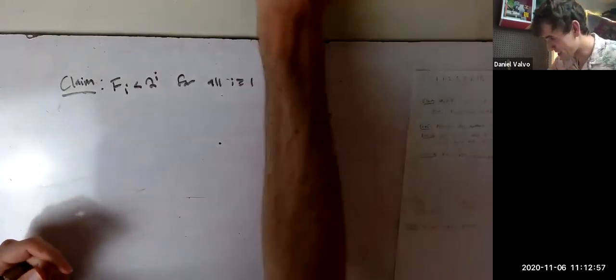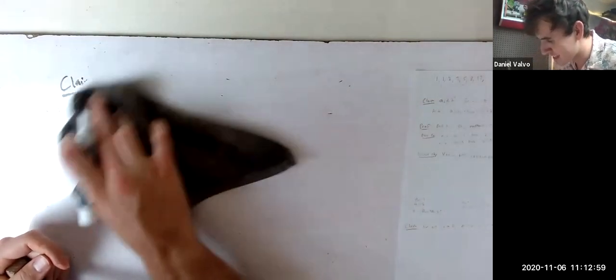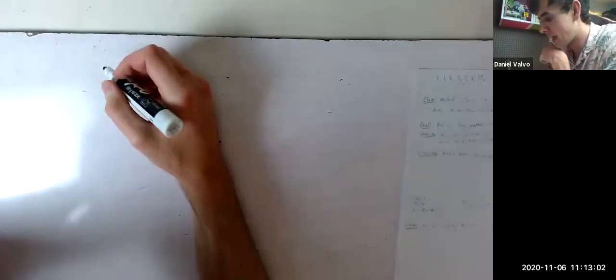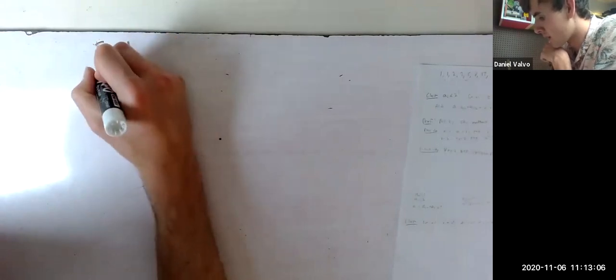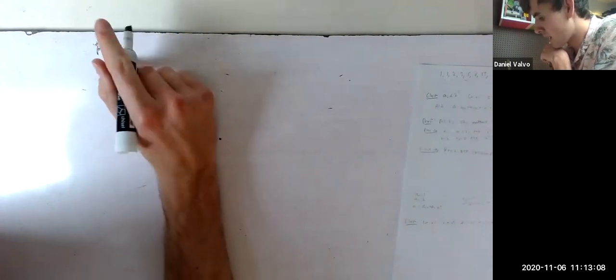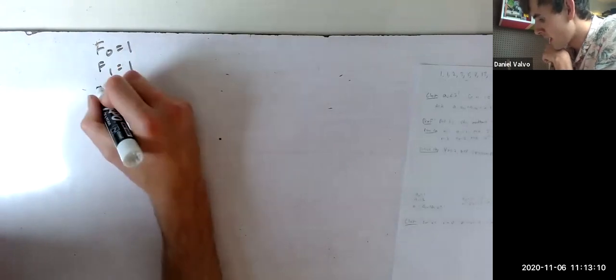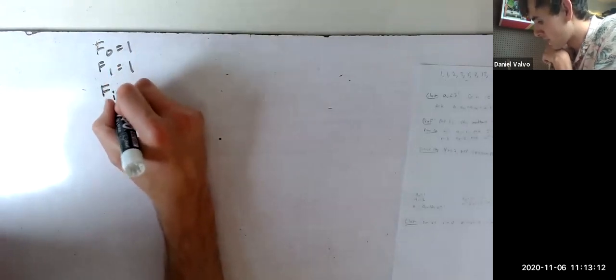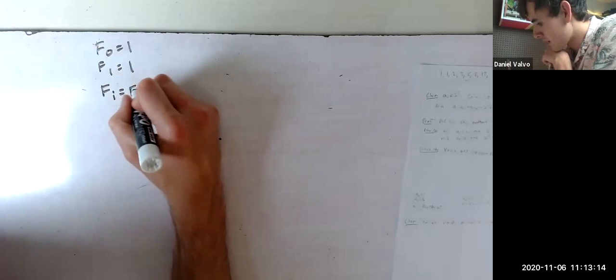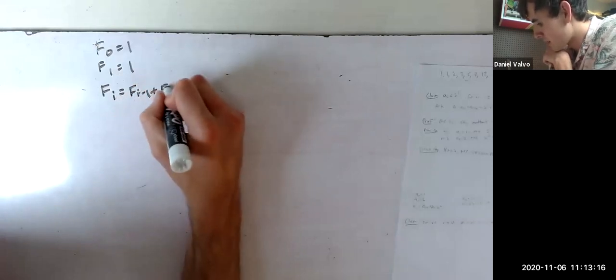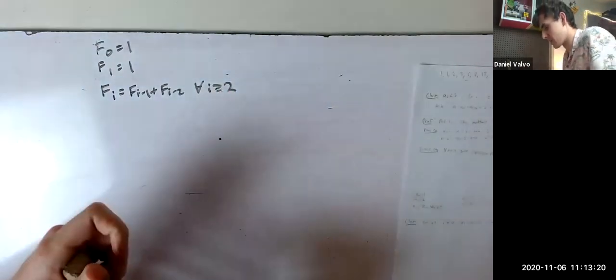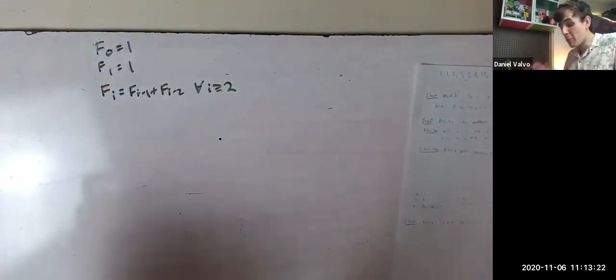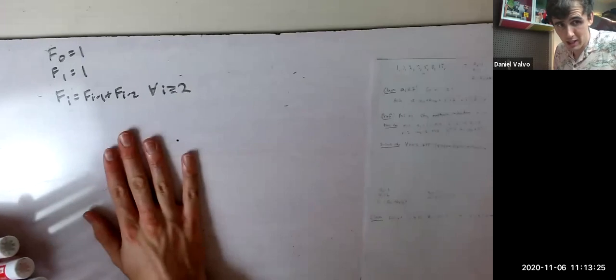Excellent question. F of i in general represents the ith Fibonacci number. I'm going to say that F0 equals 1, F1 also equals 1, and then we define F of i to equal F of i minus 1 plus F of i minus 2 for all i greater than or equal to 2. Very similar to the last example. This is the definition of the Fibonacci sequence, right?